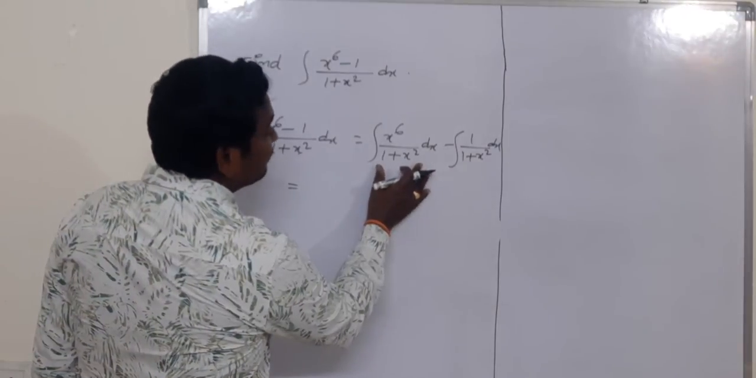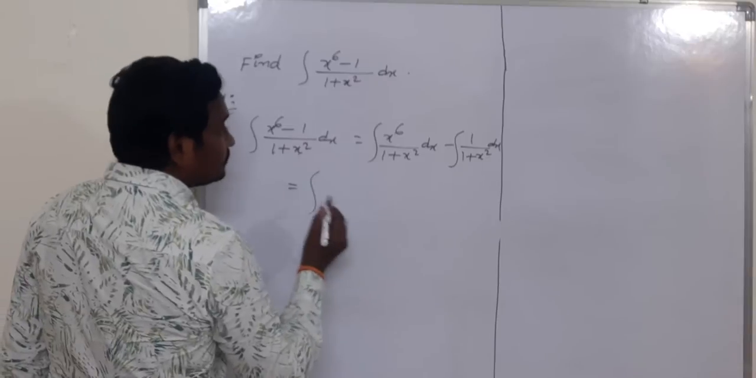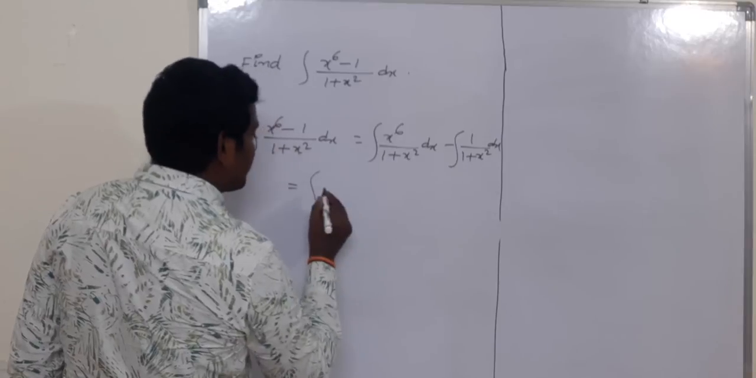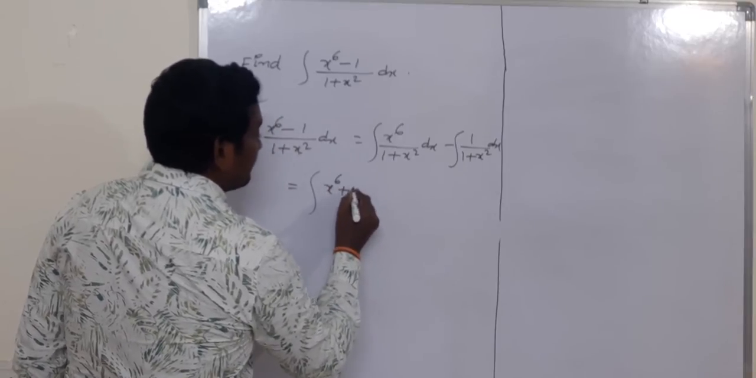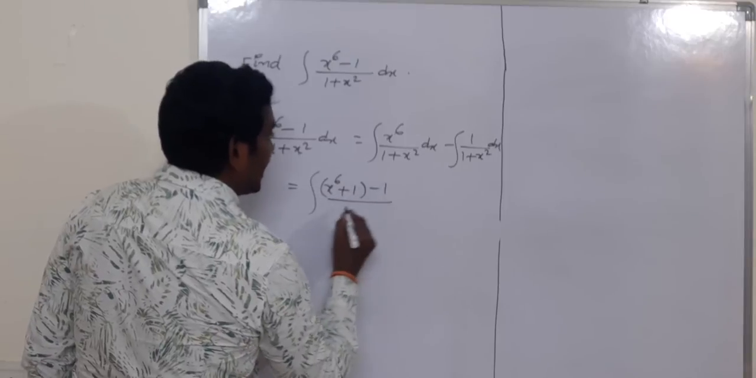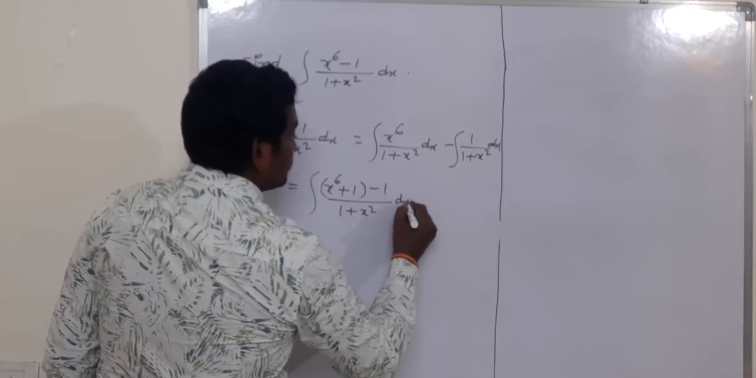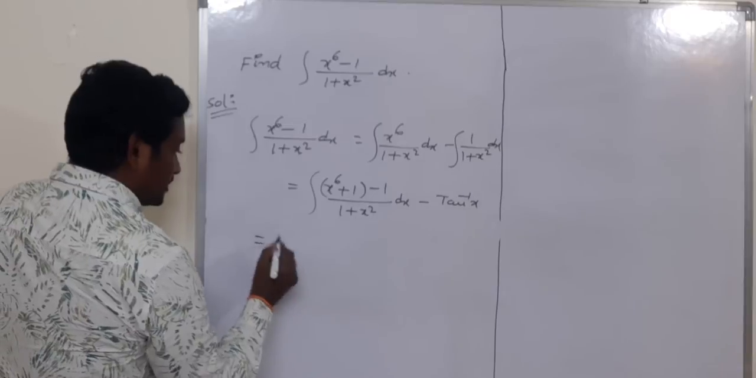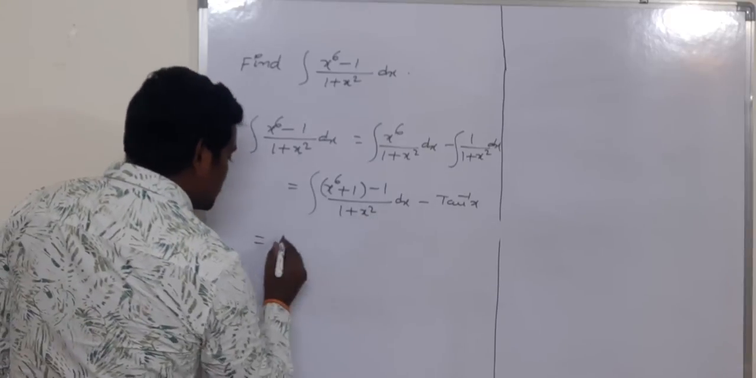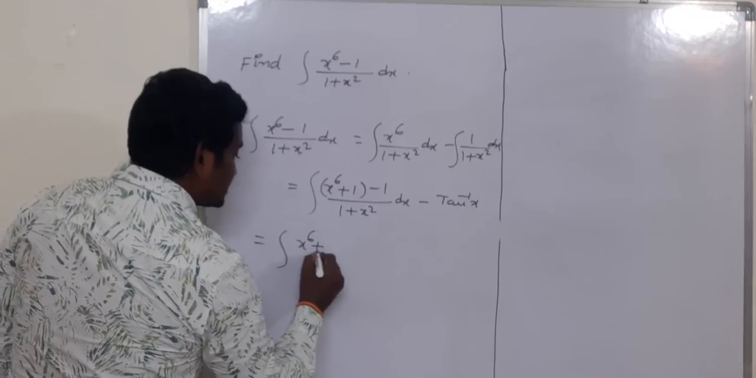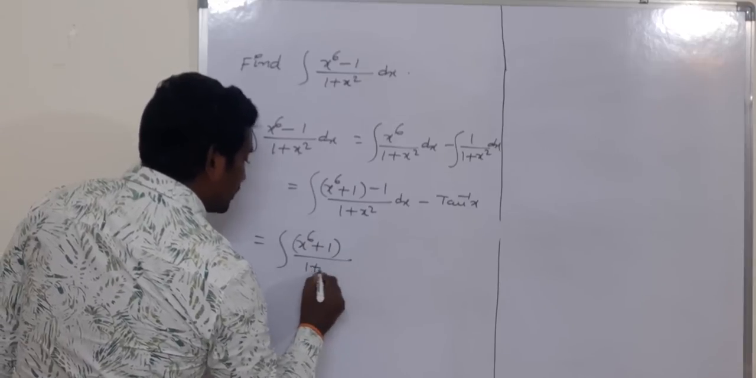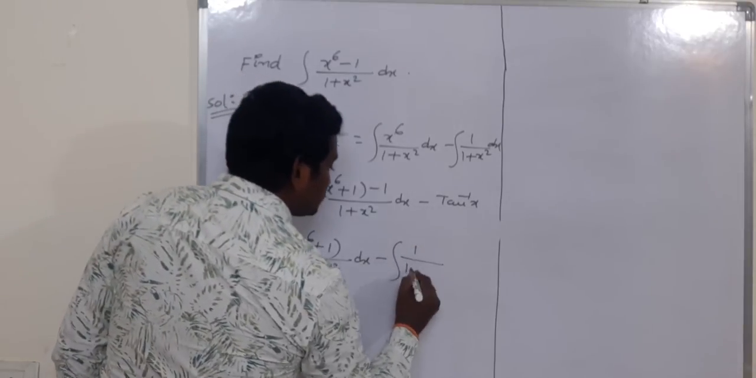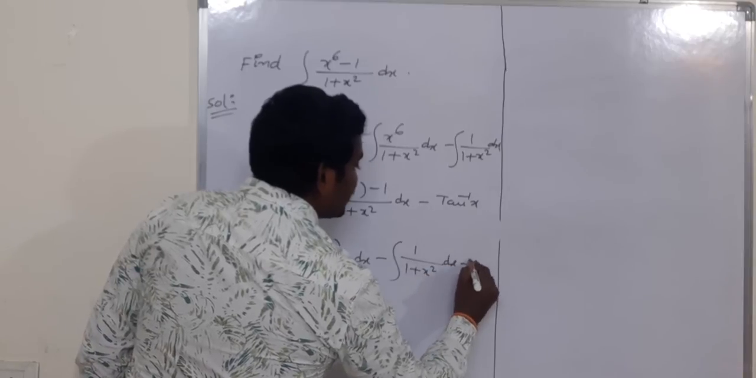But we don't have the direct formula for this part. That's why, in the denominator we have 1 plus x square, first add 1 and subtract 1. So you will get integration of (x power 6 plus 1 minus 1) by (1 plus x square) dx minus the integration of this one, which is tan inverse x. Now again separate the terms. Integration of (x power 6 plus 1) whole by (1 plus x square) dx minus integration of 1 by (1 plus x square) dx minus tan inverse x.